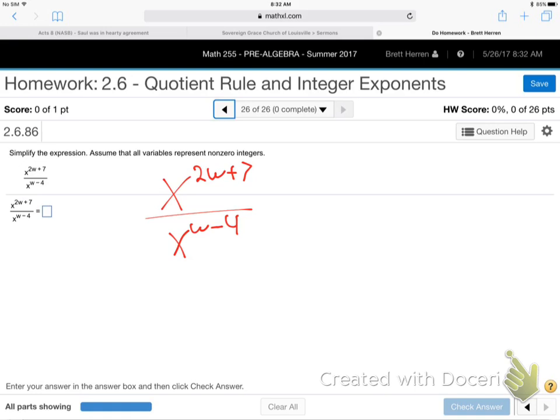So this is a curveball for you here. Follow the rule there. What's the rule on that?